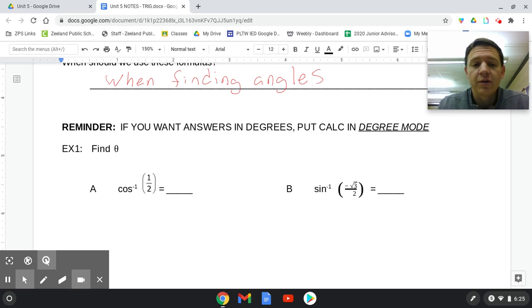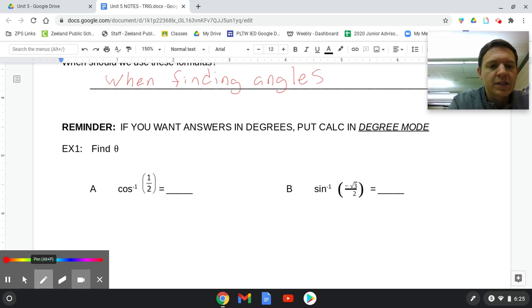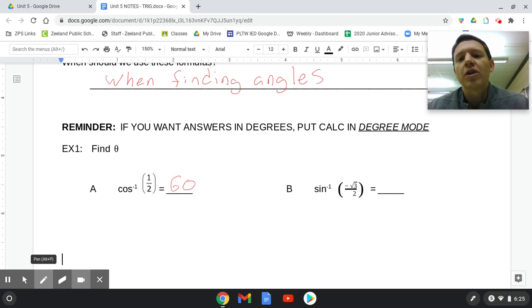You should get 60 degrees. If you don't get 60 degrees and you get some weird decimal, it's because your calculator is in radians. Go find the mode button, click mode, go down, change it from radians to degrees, and then try again. It should work. Or ask your teacher for some help. The next one, inverse sine. Go ahead and try that real quick.